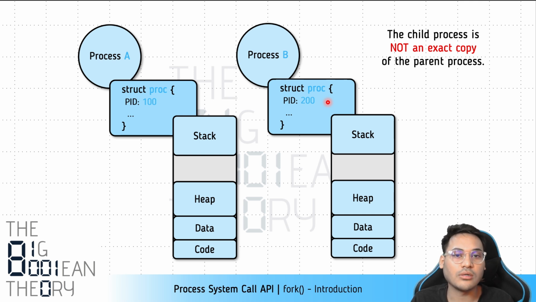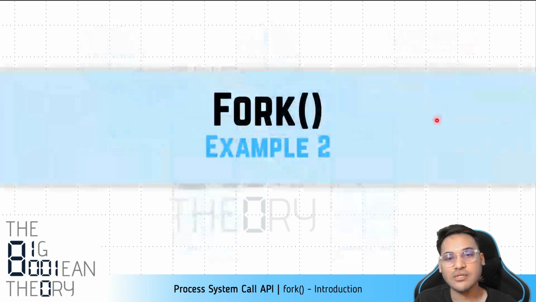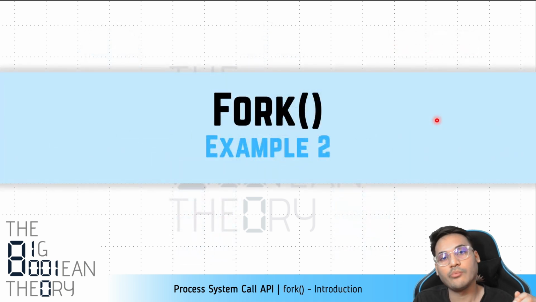There are certain other fields also that we will talk about in the next video, that are different in the child process. So the point is that the child process is not an exact copy, although it's a copy, but there are some minor fields which are different in the parent and the child process. So this was a brief discussion of how the operating system makes a copy of the parent process, right?